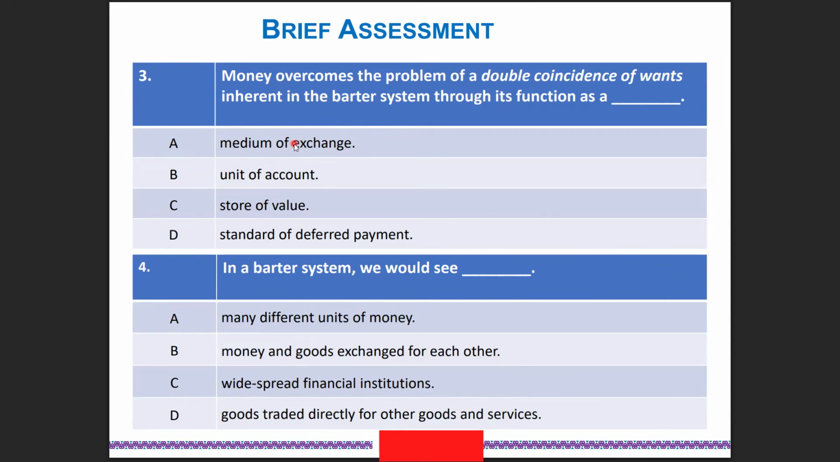With the 20 rand, I can just buy chips. I can go there and I can also buy a lollipop and I can also buy something else. So the answer here is A.